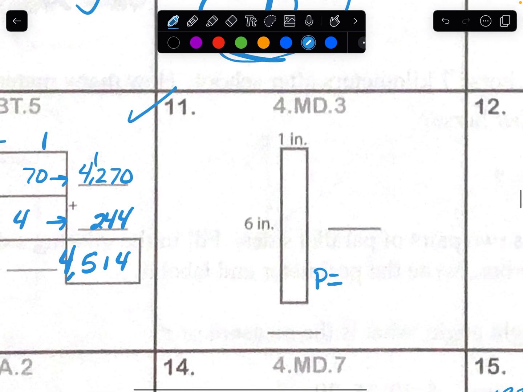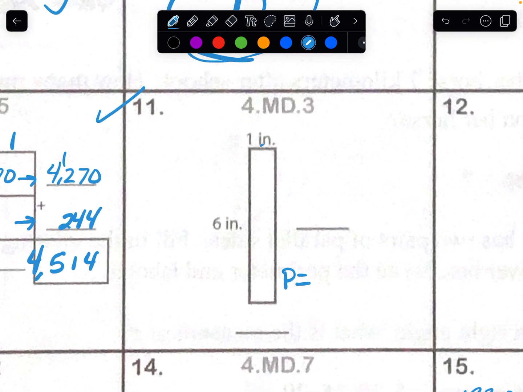Number 11, a rectangle has 2 sets of parallel sides. This is the same as this, so this makes it 1 inch. This side is the same as this side. They're parallel, so that's 6 inches. They want you to find the perimeter. Remember, perimeter is where you add up all of the outsides, and 14 inches is the perimeter.